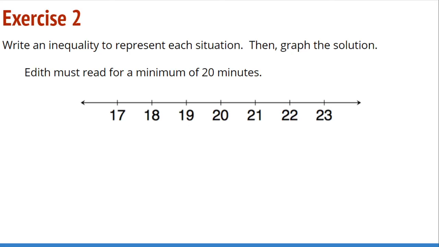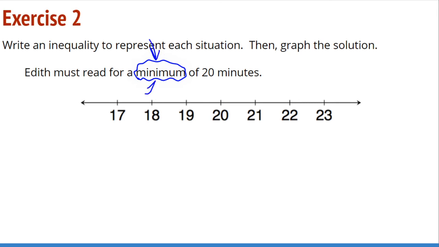Exercise 2. Write an inequality to represent each situation, then graph the solution. Edith must read for a minimum of 20 minutes. Minimum means at least. The least amount of reading is 20 minutes. Anything more than 20 would be okay.